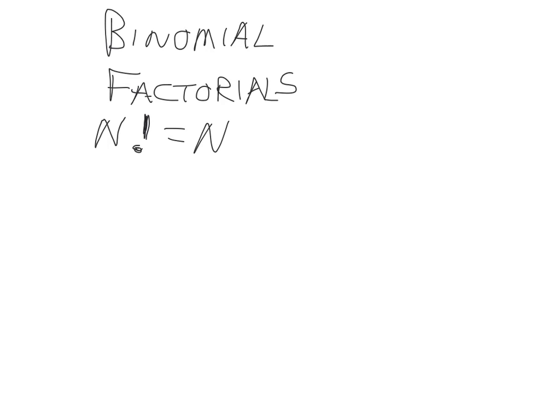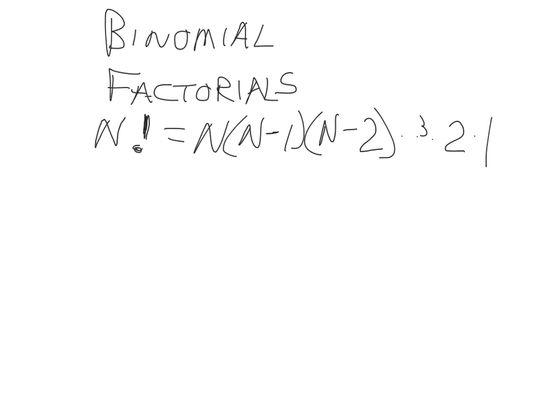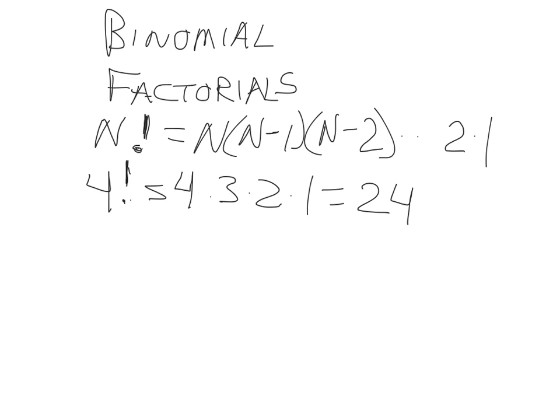And that's n times n minus 1 times n minus 2 dot dot dot times 2 times 1. That's the product. That's a squiggle. Let me erase that. So these are all multiplications. So if I have 4 factorial, that's 4 times 3 times 2 times 1, or 24. Okay?